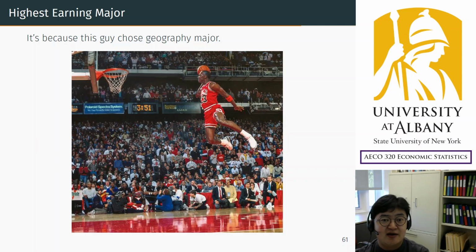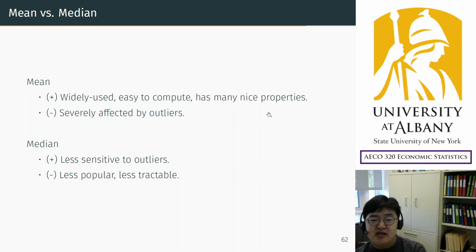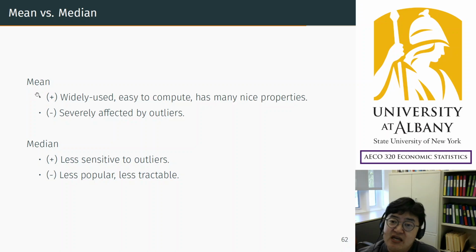This guy, right? That's only because, you are right, geography does not make much money in general, but there was one person who is exceptional. He did not need to study geography at all, but just happened to choose geography as his major, right? So because of him, geography becomes the highest earning major. That is the problem of the mean, right? This kind of trick, misleading result, is because you used the mean.